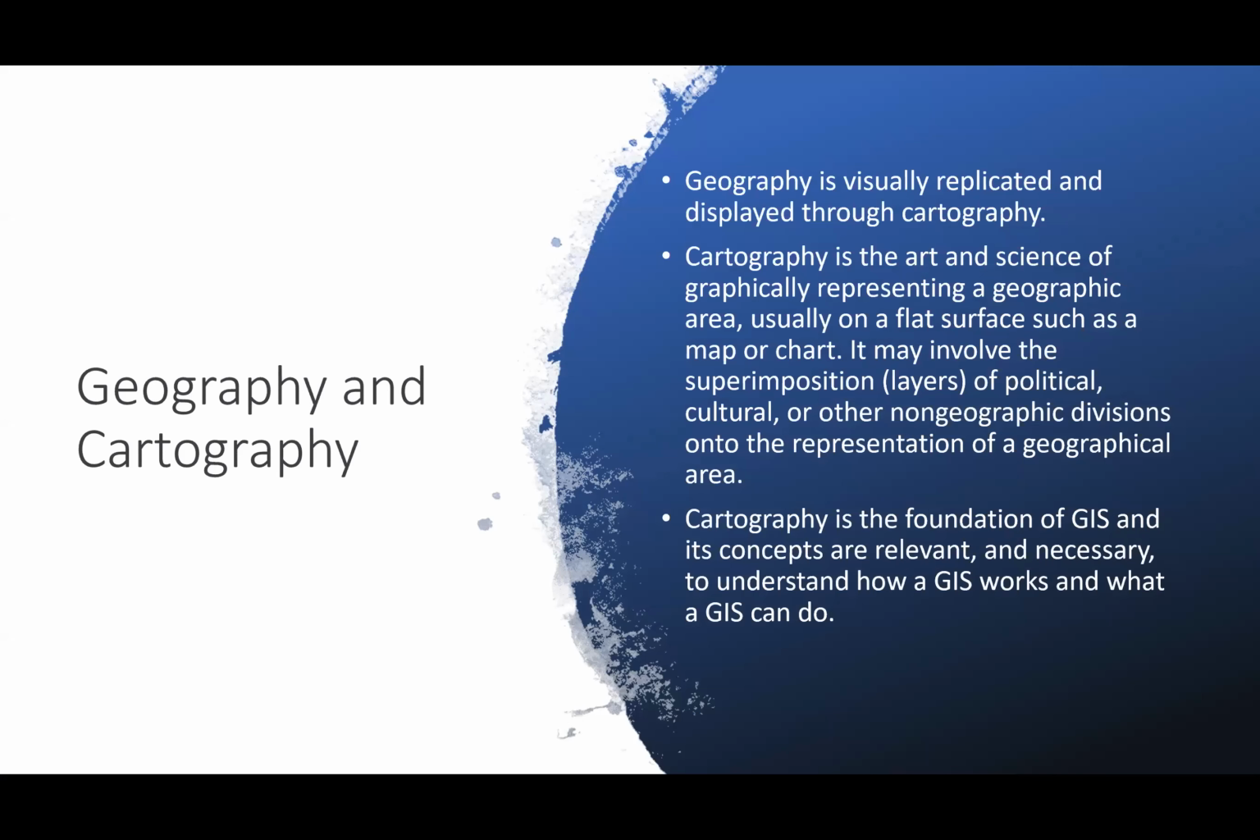Geography is visually replicated and displayed through cartography. So we understand the geography of the world around us through cartography. And so cartography is the art and science of graphically representing a geographic area, usually on a flat surface such as a map or chart. So how do we take that globe and flatten it out? It may involve the superimposition of layers of political, cultural, or other non-geographic divisions onto the representation of a geographical area.